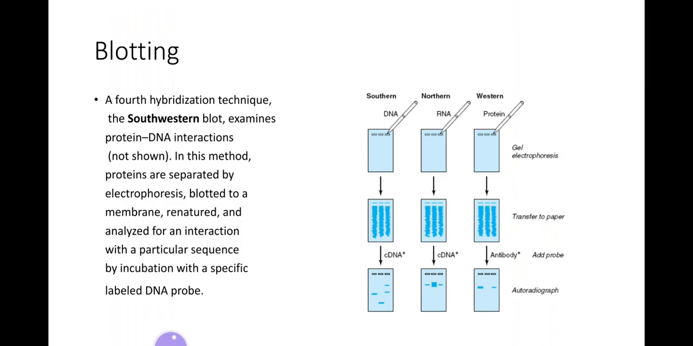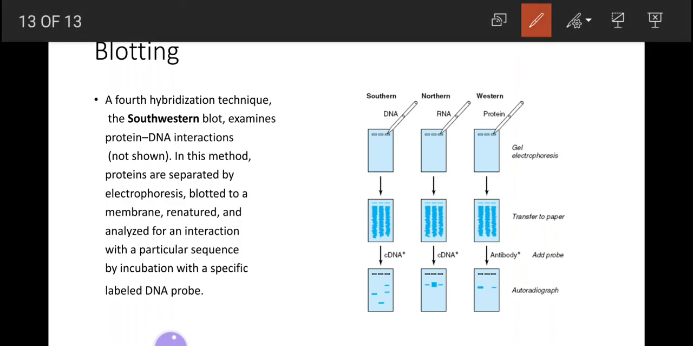There are other blotting techniques also. This is the Southern blot, which we have studied using DNA, then electrophoresis and probing. Now what is Northern blotting? This is similar to Southern blotting, but here we use RNA as the starting sample instead of DNA. The other procedures are the same, like electrophoresis, probing and exposing to X-ray film. This is called Northern blotting.